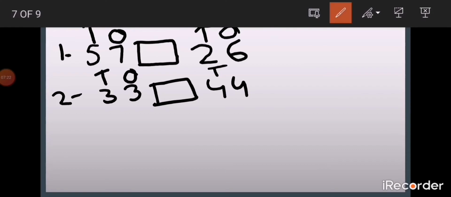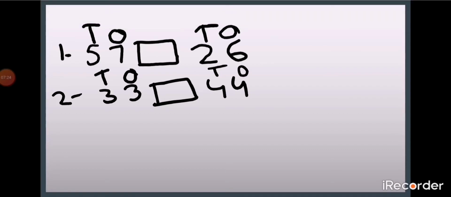And now you will compare them. So in 33, there are 3 ones and 3 tens. In 44, there are 4 ones and 4 tens. Now we'll compare these two numbers. Which one is greater and which one is smaller? Is 33 smaller than 44, or is 33 greater than 44?